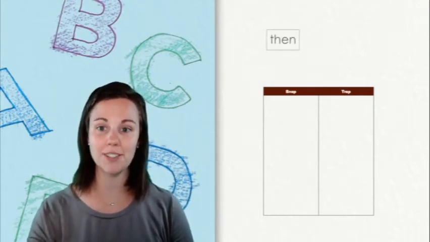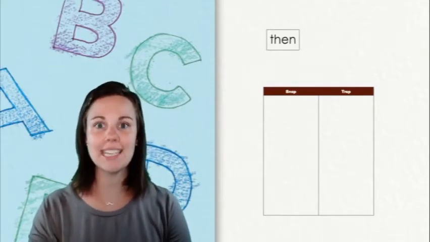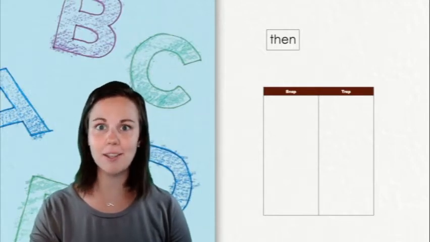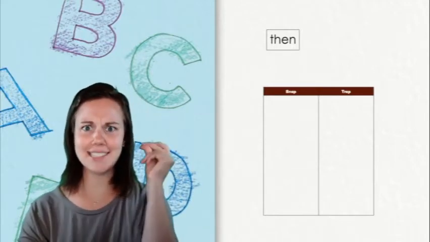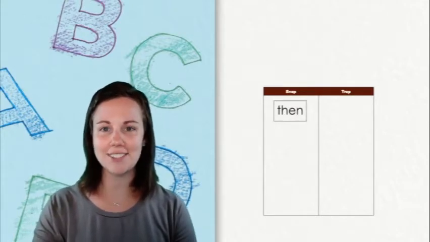Here's the first word. It says then. I hear a short E sound, and it looks like a closed syllable. That's a snap. There it is in the chart.